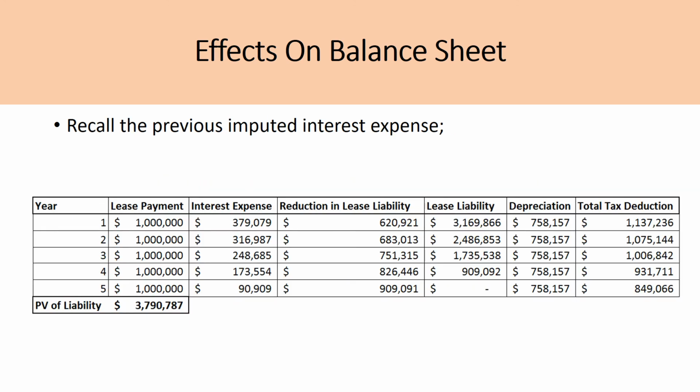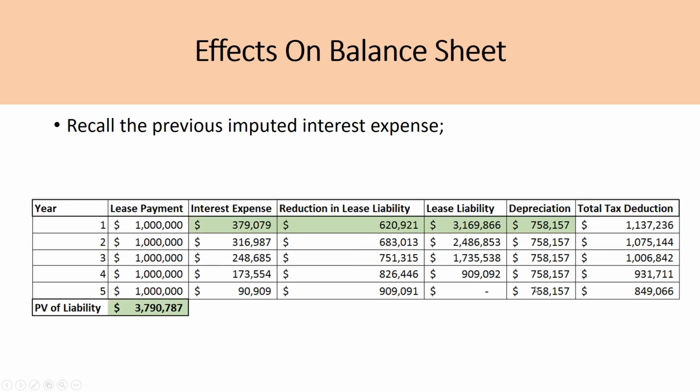So recall the previous imputed interest example. This was a schedule that we just looked at. Let's see how this is reported on the balance sheet instead of the income statement, right? So we take the first year. So we have our initial present value of the lease liability, right? So this would be the value of the capital lease at the first year. And we have the interest expense, the reduction in lease liability, the lease liability itself, and depreciation.